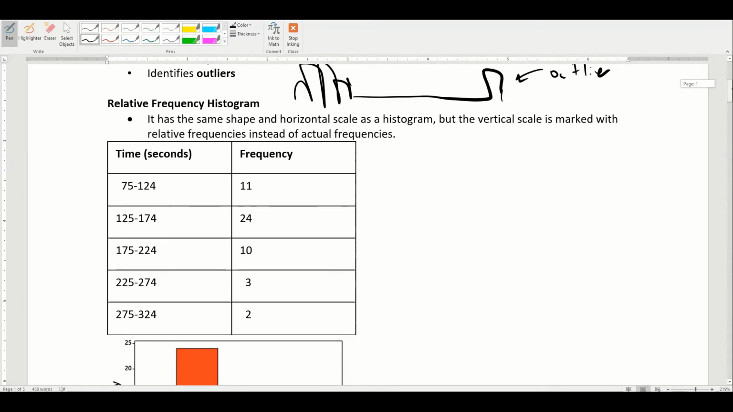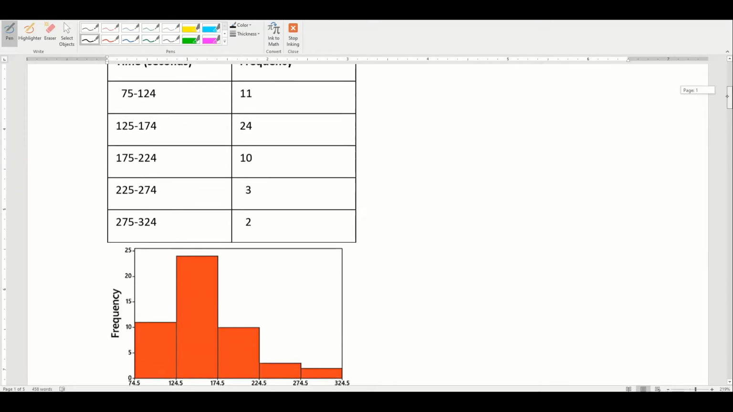So an example, well, a relative frequency histogram is the same thing as a regular histogram, except it uses the relative frequencies, which is the f divided by n. Information from other videos you may have seen that I've had. So an example is like this.